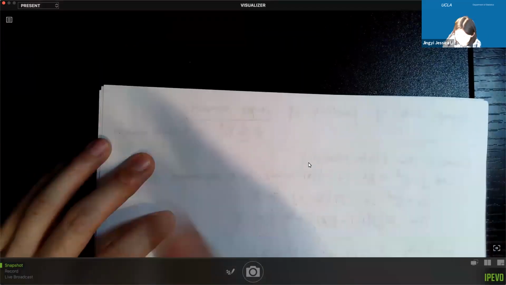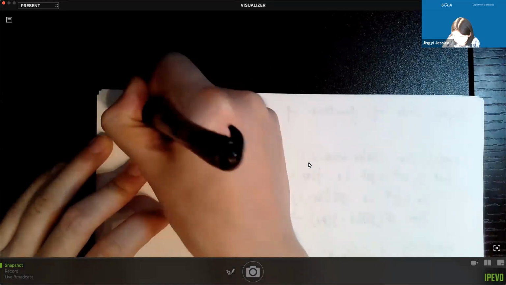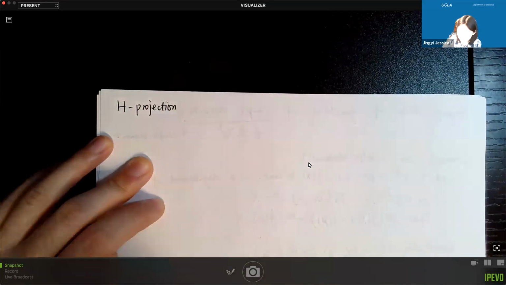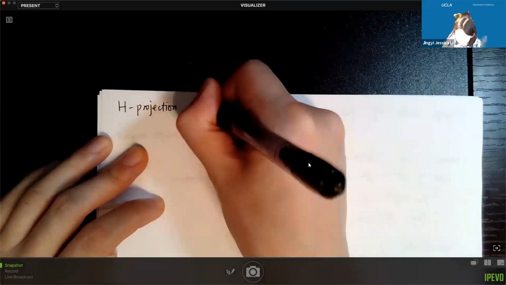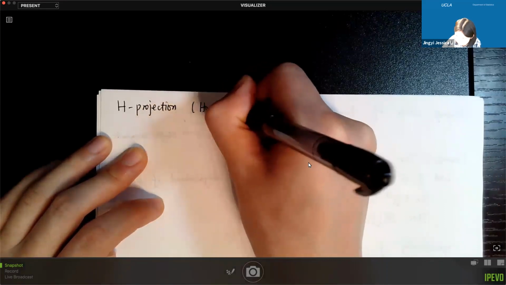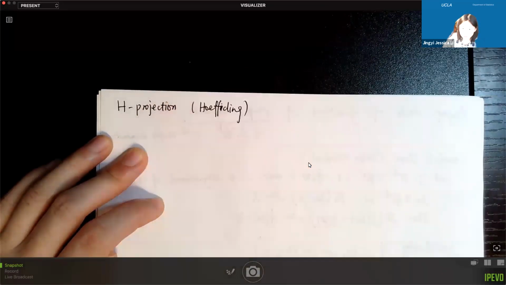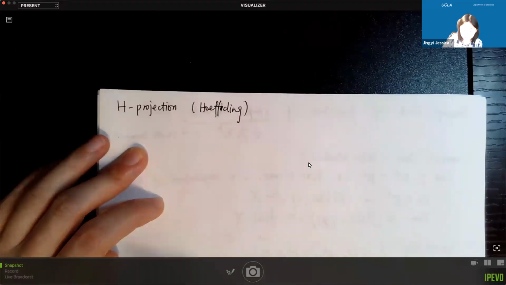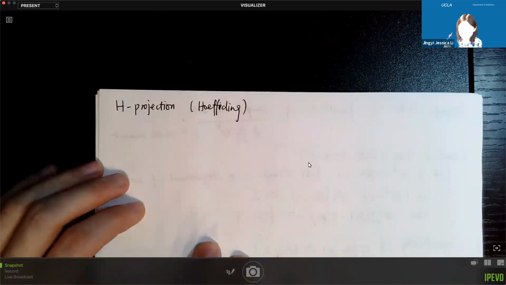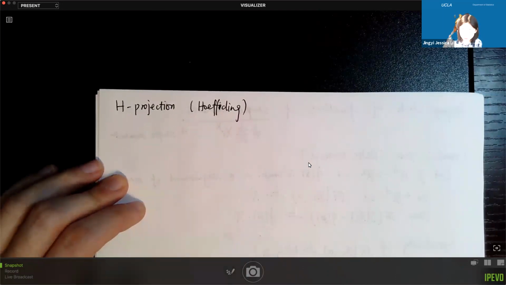Here the name H is actually from the person who derived this technique. It's called Hoeffding, who did a lot of useful things in statistics. Like Hoeffding's test, right? Hoeffding's test is a test for whether two random variables are independent, among others. So here we're going to talk about his other invention, the H projection.